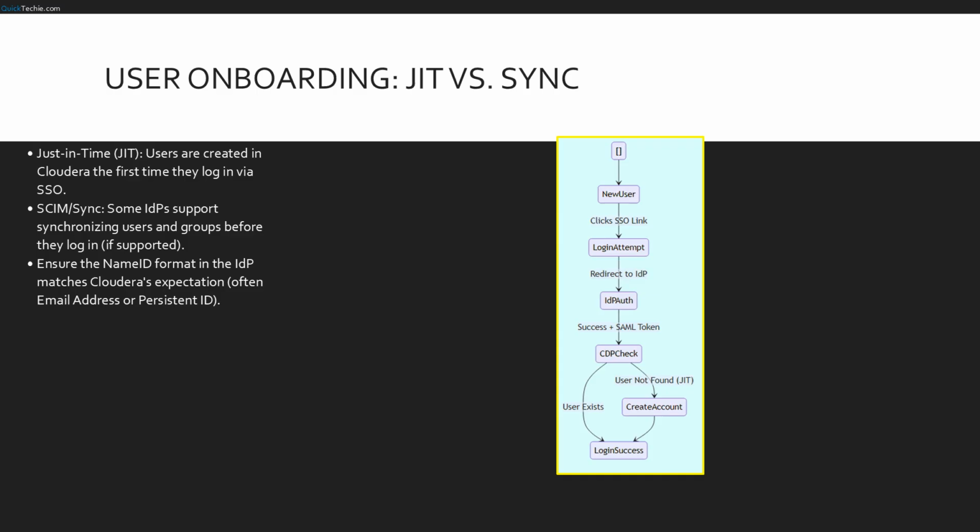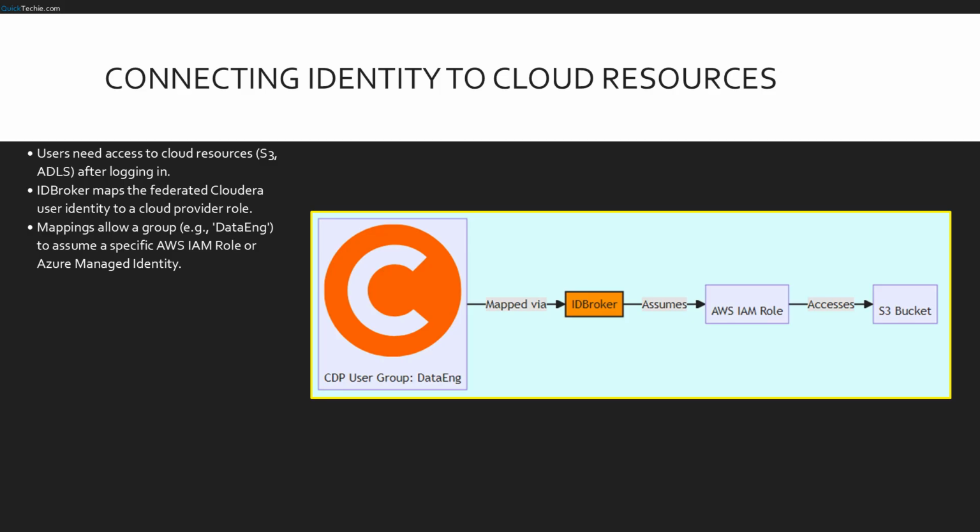They attempt to log in and are redirected to the IDP auth stage. Upon success, they return to Cloudera. Cloudera checks if the user exists. If not, the user not found path triggers the create account step automatically, populating details from the SAML attributes, leading to login success. Logging in is only half the battle.